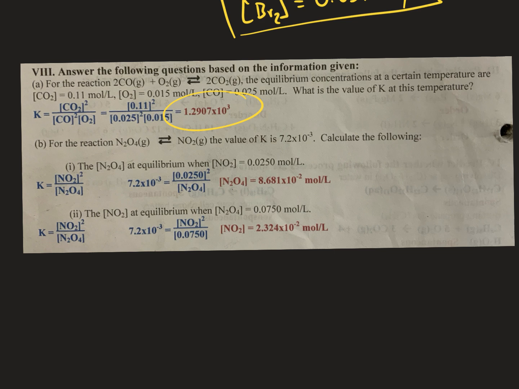0.11 squared divided by, and then you have to put in parentheses, 0.025 squared multiplied by 0.015. And yeah, 1290.7, or 1.290 times 10 to the 3. So that's correct.